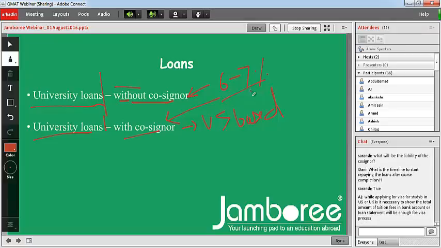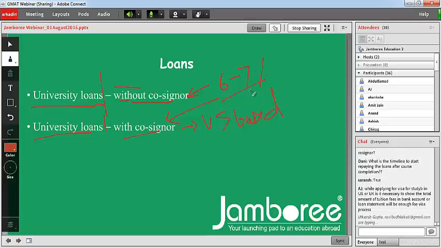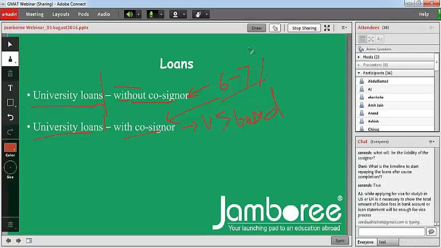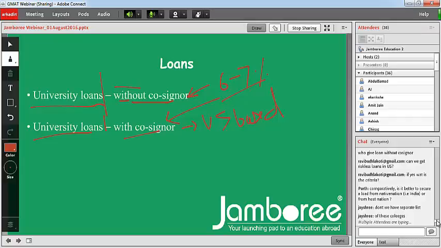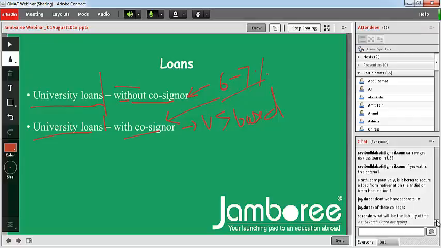AJ, your question is, while applying for a visa for studying in US or UK, is it necessary to show the total amount of tuition in the bank account? Okay, so this is a visa related question, but yes, you have to show. But if you have the bank loans approved before that, that will work.